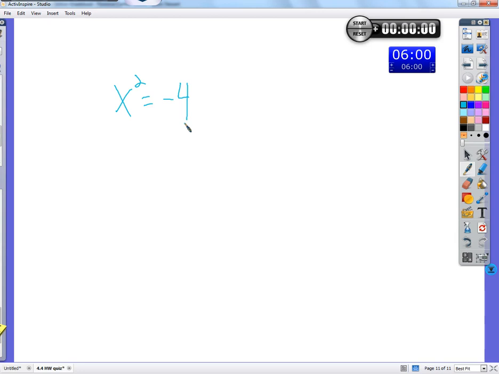Yeah, let's take a look. If we took the square root of both sides like we've been doing, we got x is equal to the square root of negative 4. Remember, the square root of a number is a number times itself gives you that number. What number times itself is going to give you a negative 4? None. Why not?